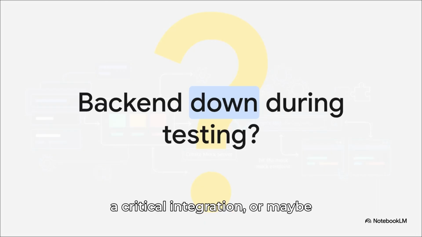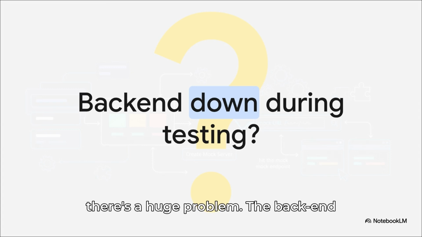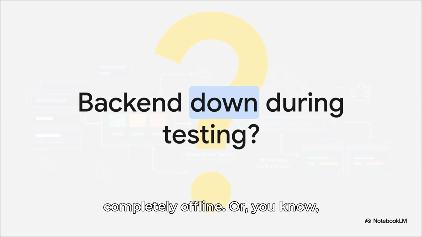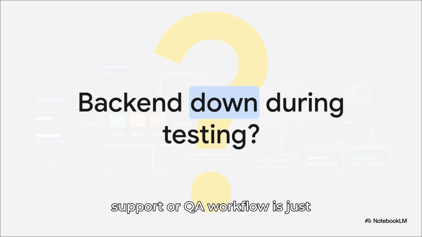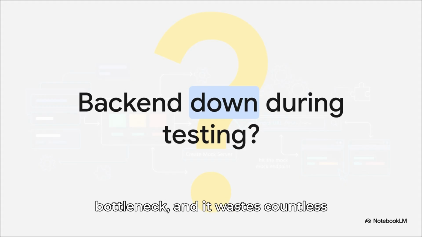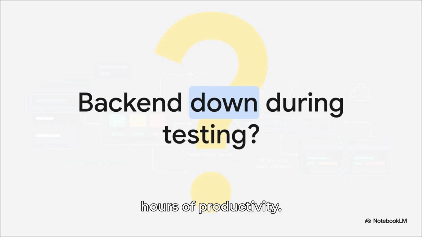You're trying to test a critical integration, or maybe validate a really important bug fix on the front end. But there's a huge problem. The backend payment API is just completely offline. Or, maybe it's still being built by the backend team who swore it would be done by Tuesday, right? So what happens? Your entire support or QA workflow is just blocked. You can't test the front end because it literally has nothing to talk to. It's a universal, incredibly frustrating bottleneck, and it wastes countless hours of productivity.